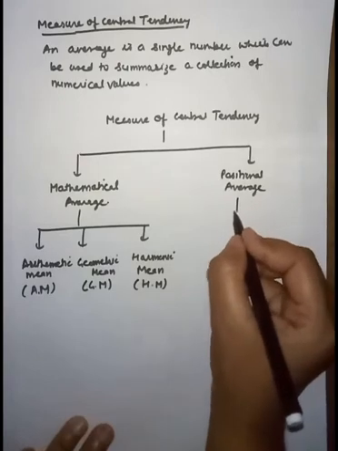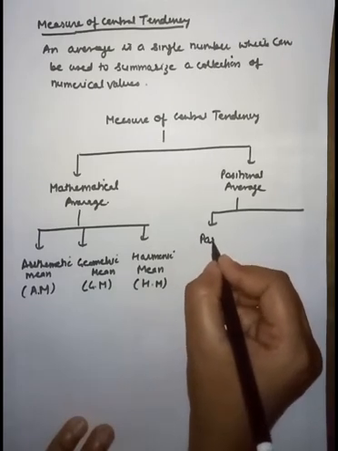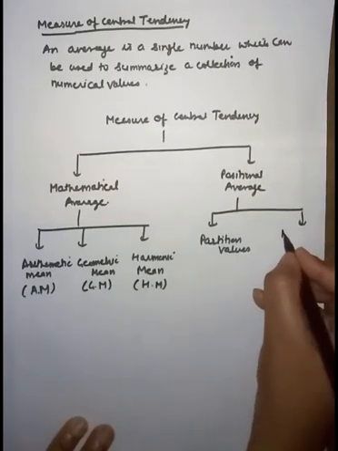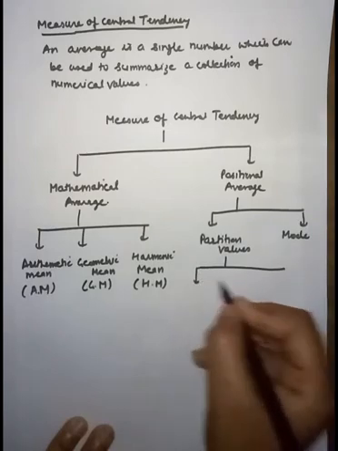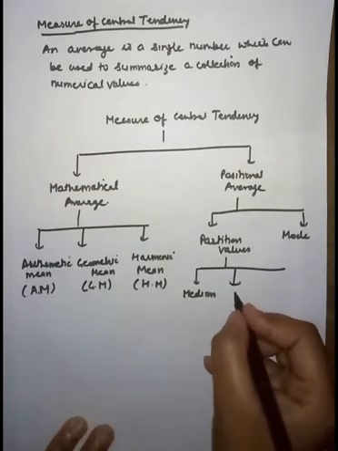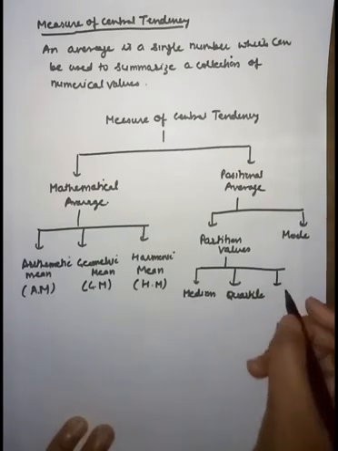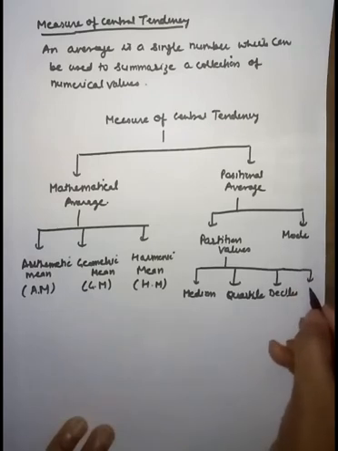And positional average is of two types. First one is partition values, and second type is mode. Partition values are of four types. First one is median, quartile, deciles, and percentile. Right?